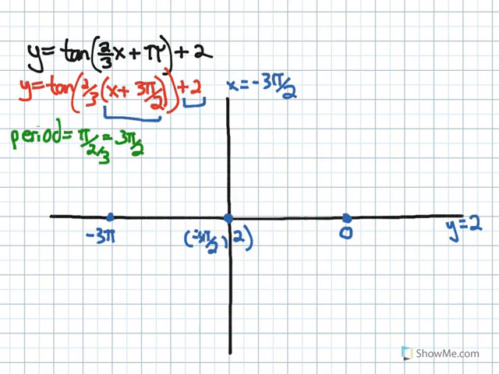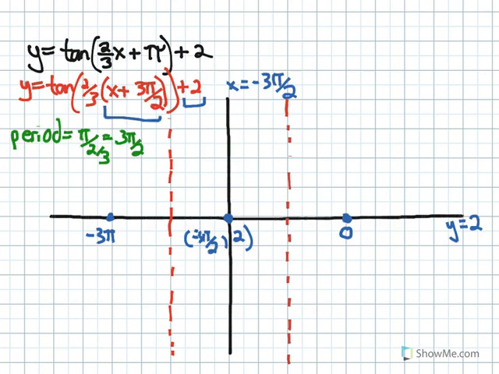Now we also know that halfway between those points, we've got asymptotes. So I'm going to just fill those gaps in with vertical asymptotes. Vertical asymptotes through there.